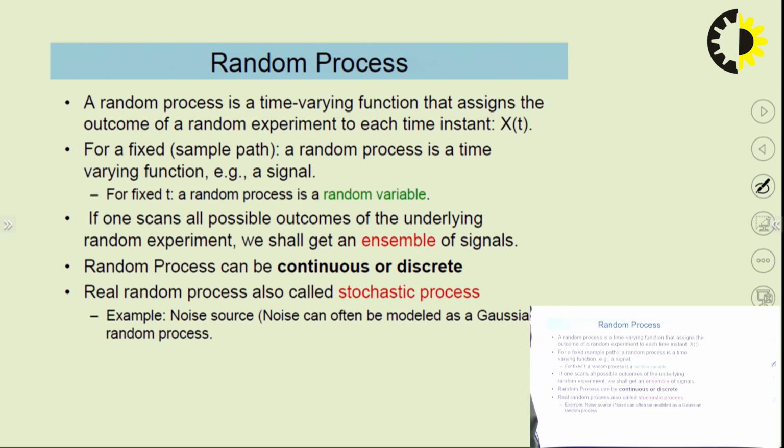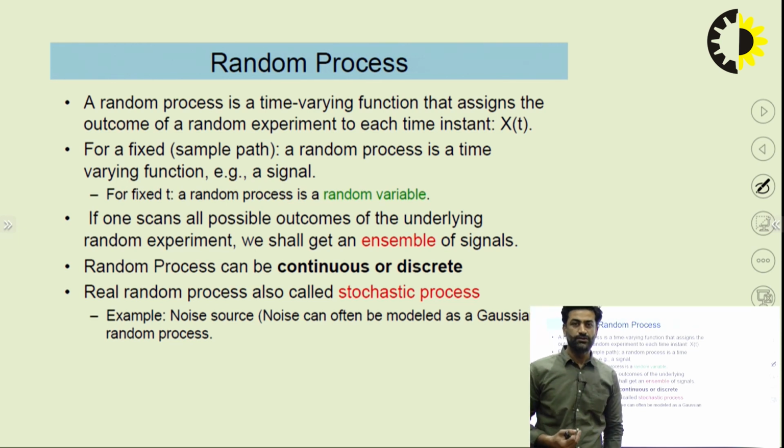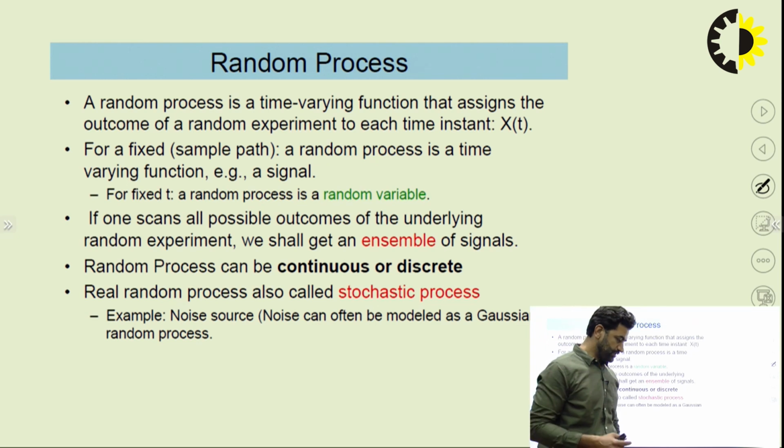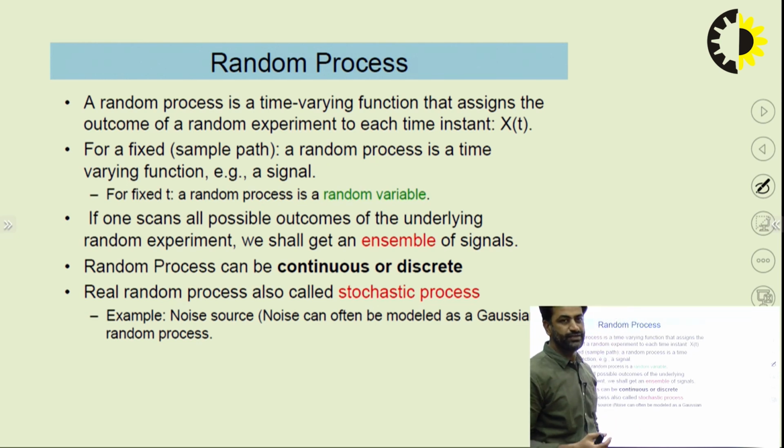Now, what is a random process? We have done random variables, which take values from their sample spaces. When these values depend upon time, it becomes a random process. A random process is a time varying function that assigns the outcome of a random experiment to each time instant, x(t).